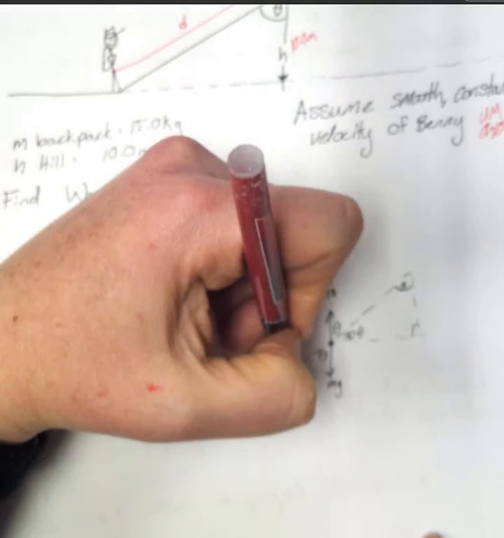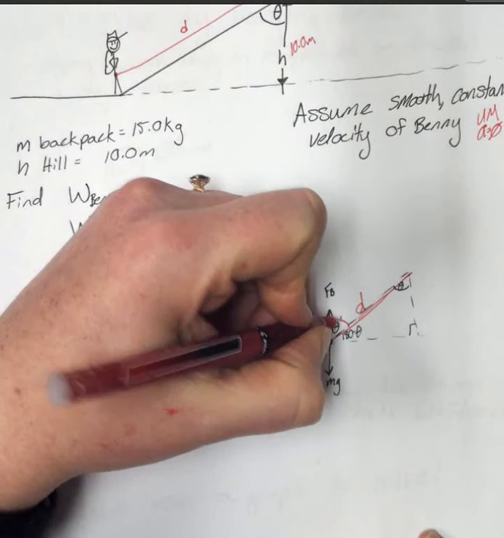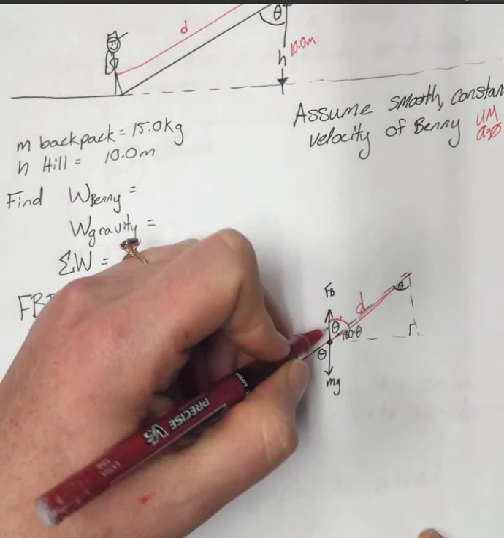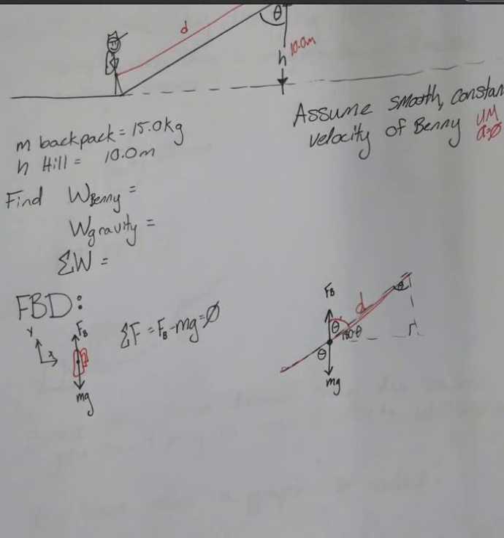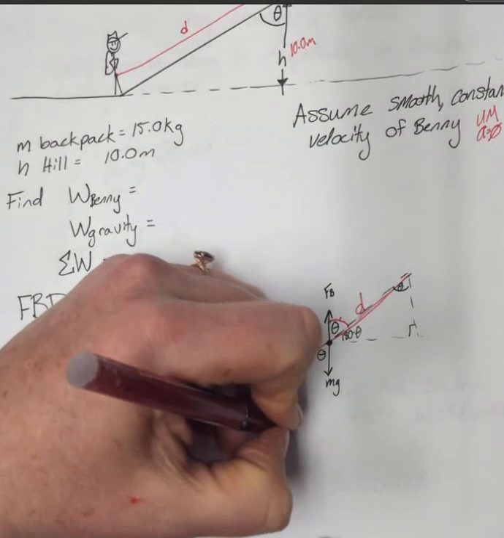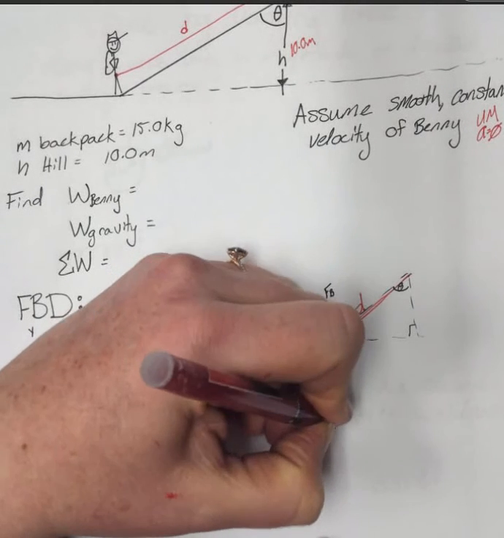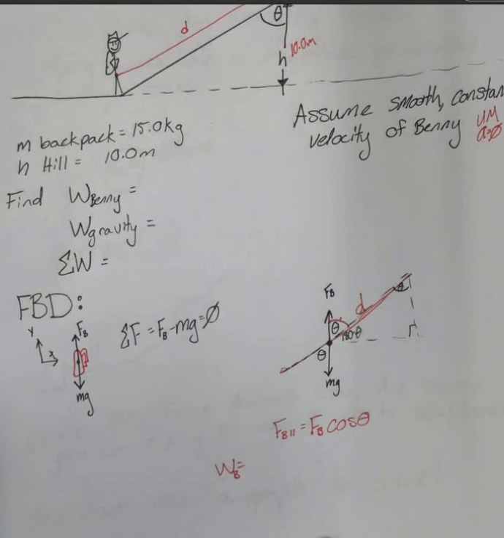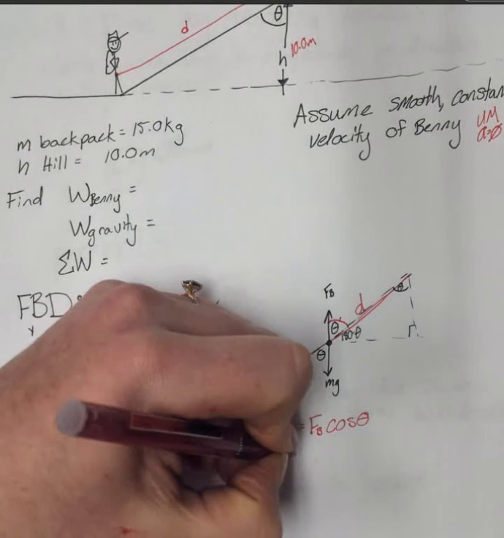And remember that the reason that this line is here, this is the hill, this is the displacement. So that makes this theta right here the angle of separation between Benny's force and the displacement of the backpack up the hill. So Benny's force parallel equals the force of Benny times cosine of theta, and the work that Benny did equals the force of Benny times the displacement of the backpack times the cosine of theta.